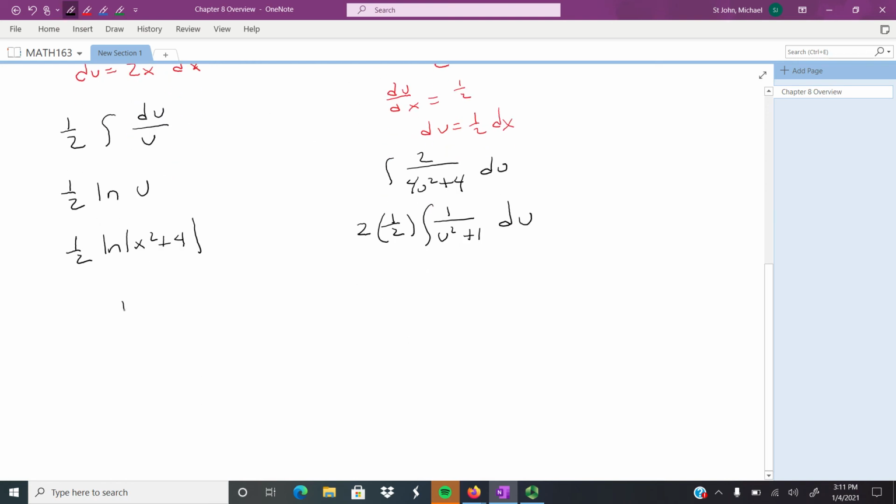And so we have 1/2 natural log of (x squared plus 4) plus, and this form ends up being arctangent of x over 2, plus c.